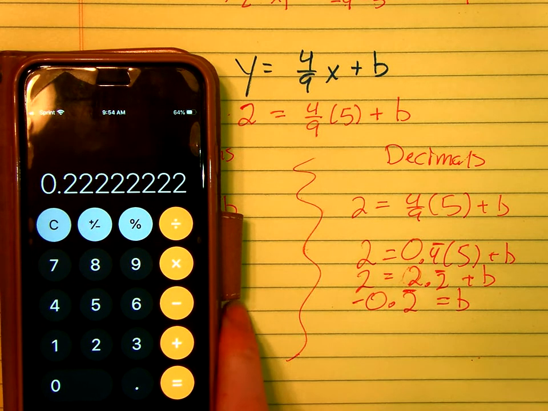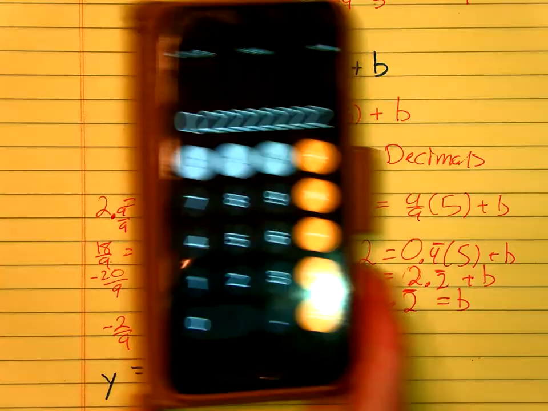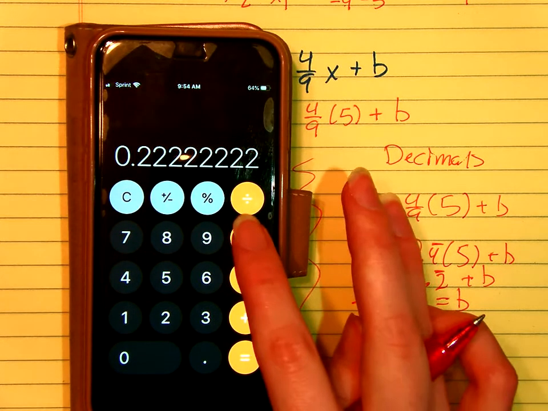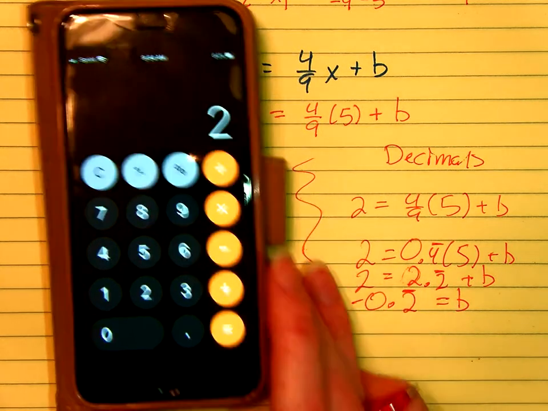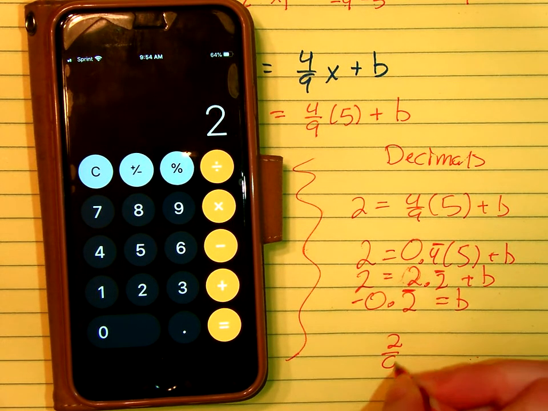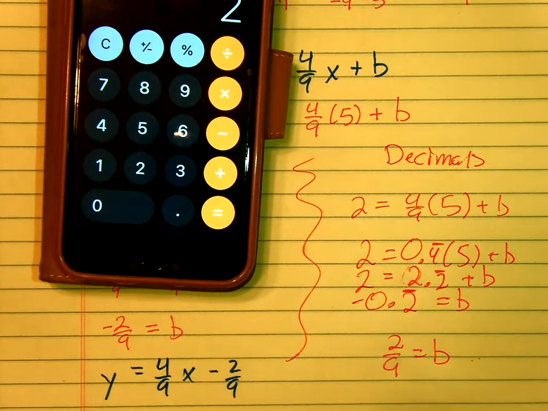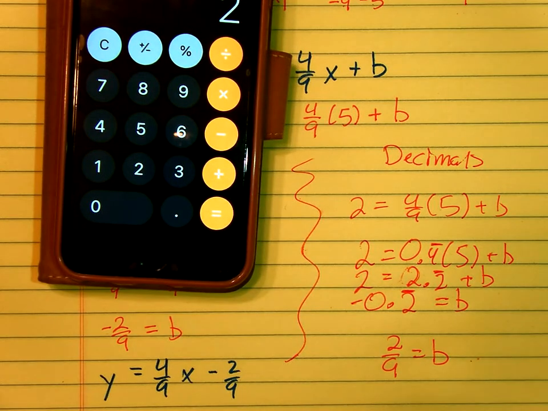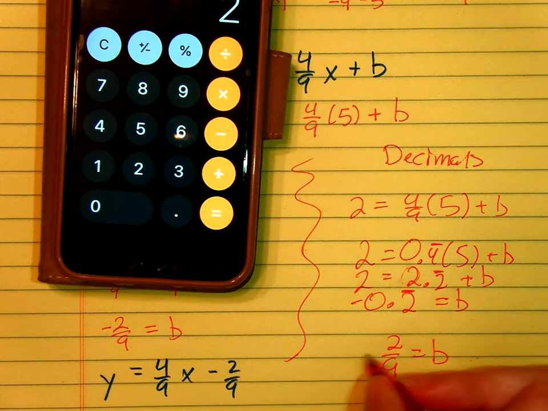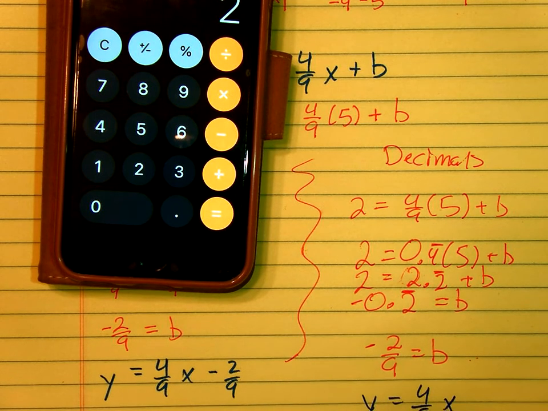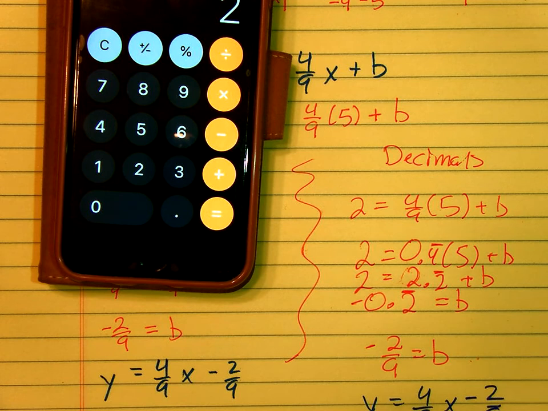And then we've got to try to convert that back to a fraction. Now I already know I was working with ninths. So while this is in my calculator, I can multiply that by 9 to know that that's 2 ninths. That might have been a little bit roundabout. Again, you can go into Desmos, which I'll probably post another video of myself doing, in order to also do that calculation for you. So I get y equals 4 ninths x minus 2 ninths either way.